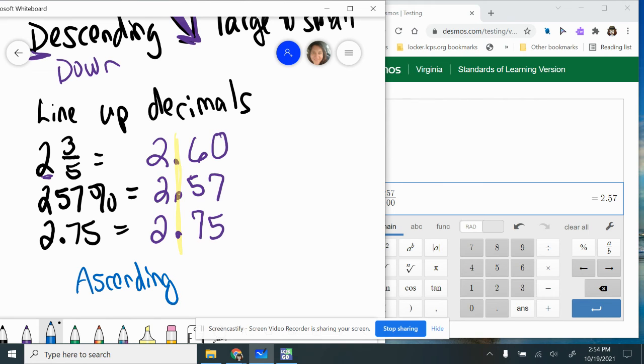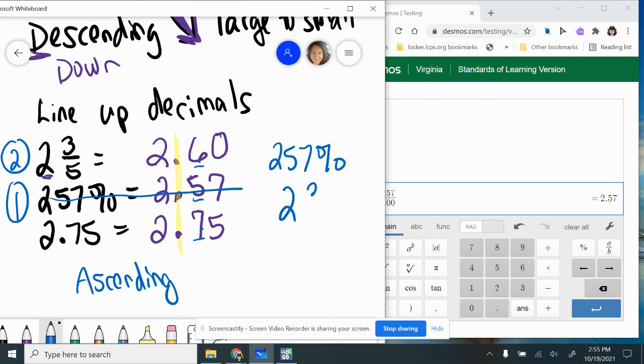So my smallest, I look at my 2's, they're all the same. I have a 2, a 2, and a 2. So then I look at 6, 5, and 7. This is my smallest number. So I'm going to put 257% is my smallest number. And I can cross through it. Then I have a 6 and a 5. That 6 is smaller than the 5, and I need to use the fraction. 2 3/5 is my second number.